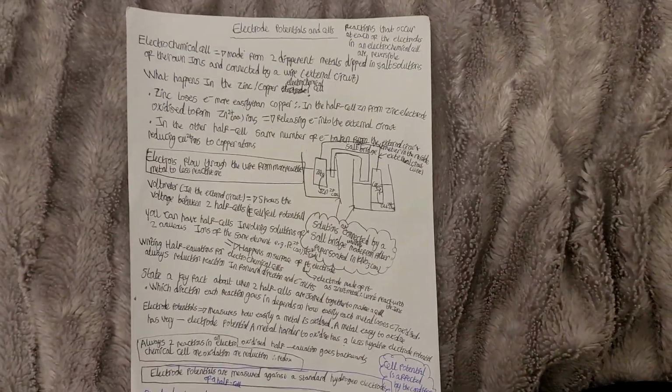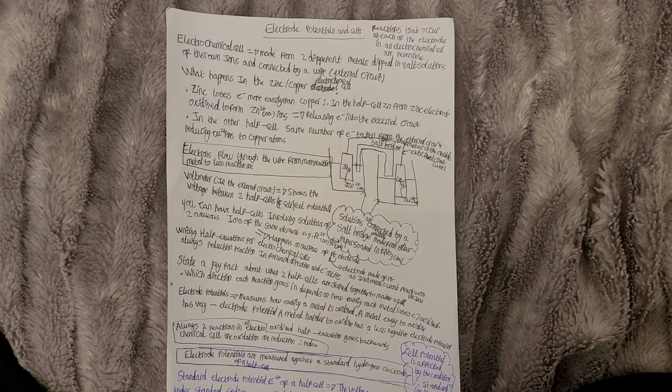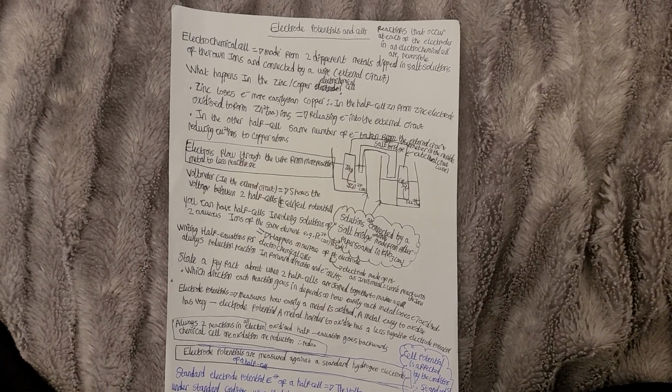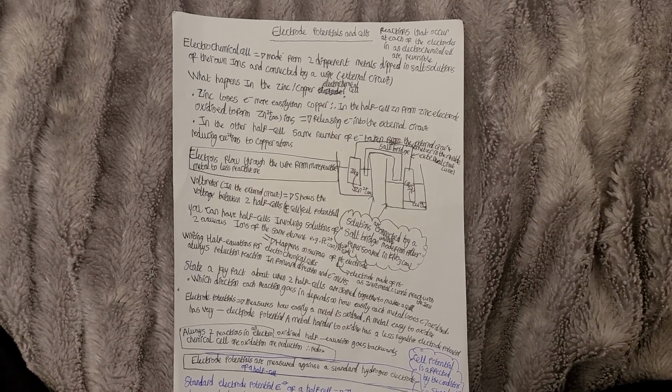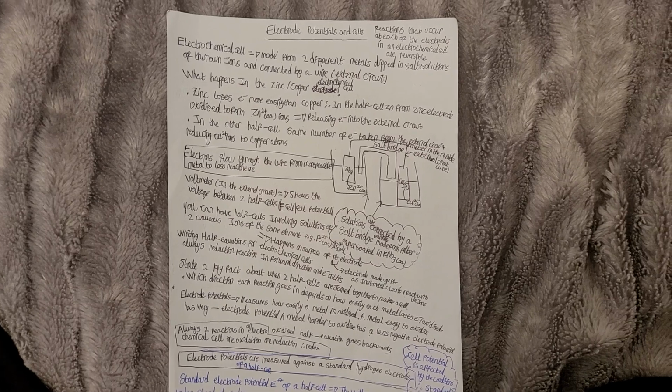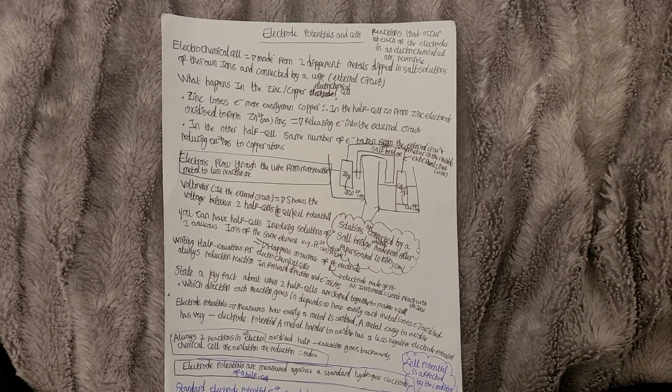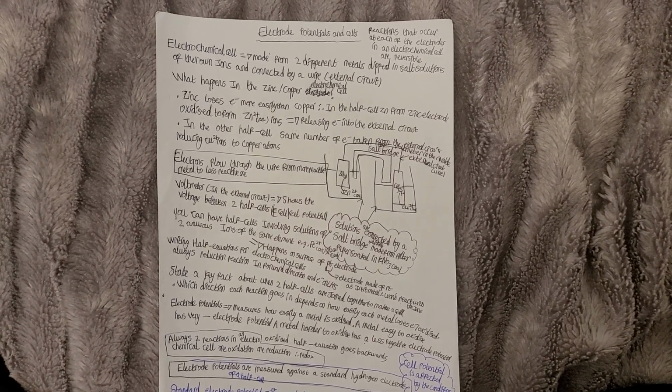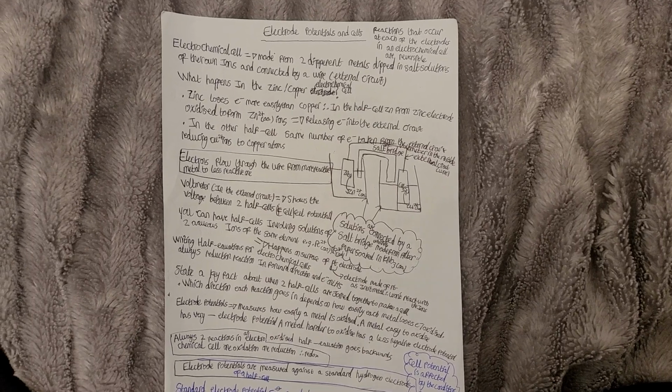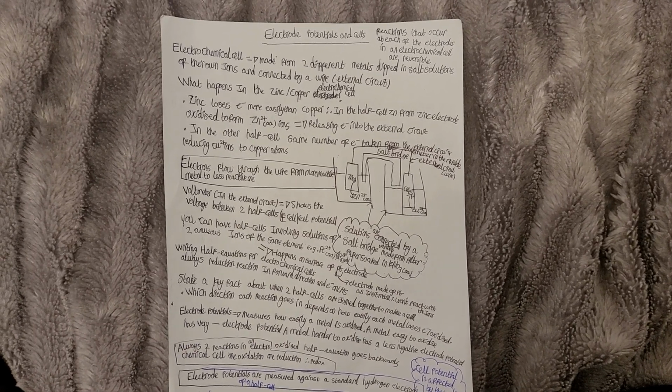Electrode potentials and cells. An electrochemical cell is made from two different metals dipped in salt solutions of their own ions, and connected by a wire, also known as the external circuit. What happens in a zinc/copper electrochemical cell?